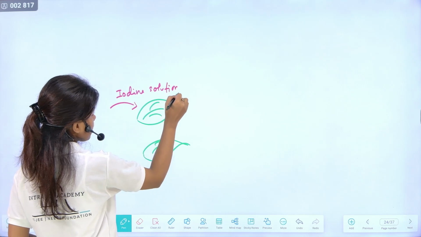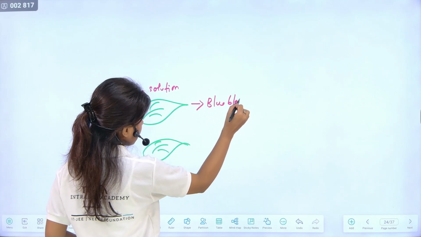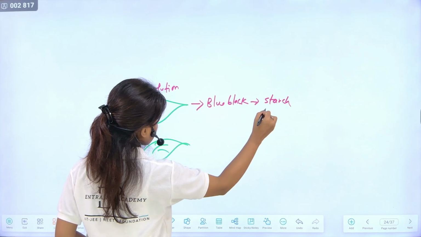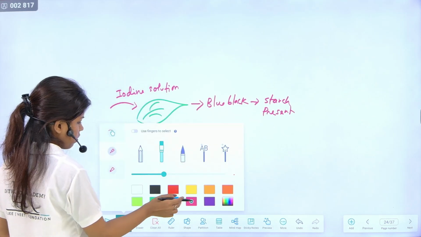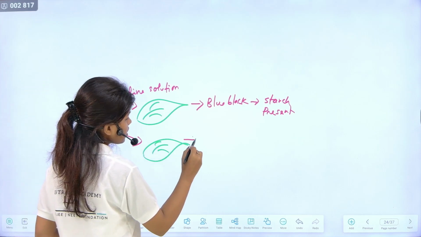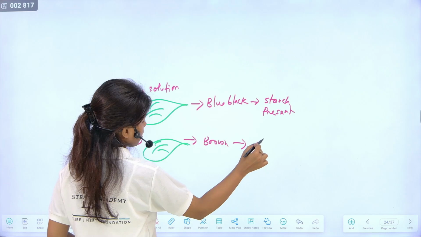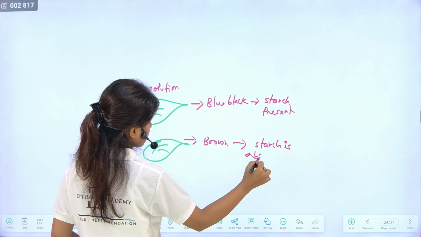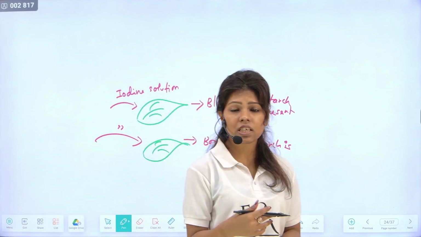If the leaf turns blue-black, it indicates that starch is present there. In another set of experiment, if we give iodine solution, same, but the leaf turns brown, not blue-black, it indicates that starch is absent. So by using iodine test, we can conclude a leaf contains starch or not.